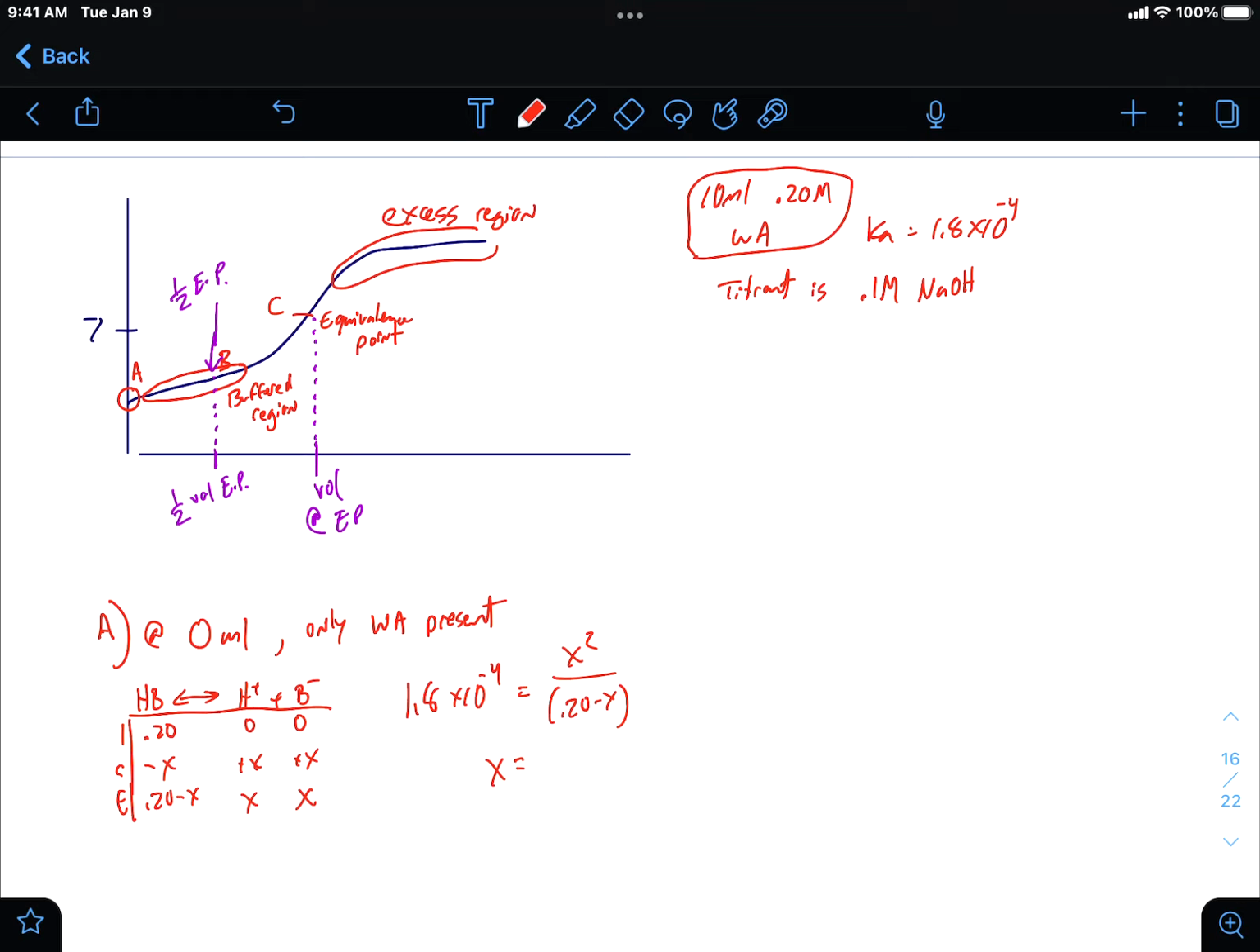Let's plug in solver. Maybe you can get away with simplifying this, but I'm just going to use it because I have it. It's kind of on the fringe of whether you should ignore it or not.